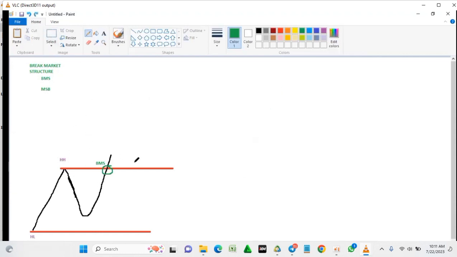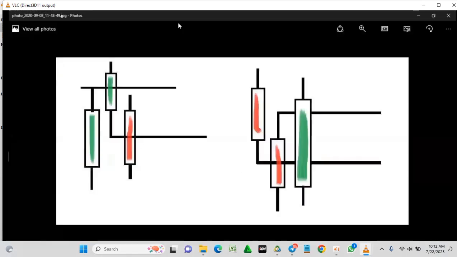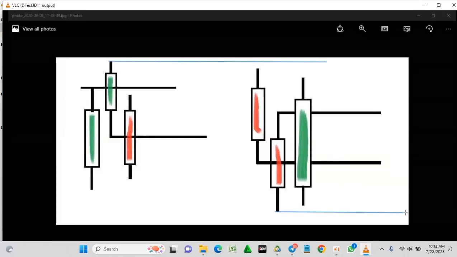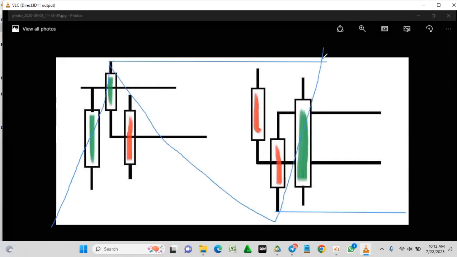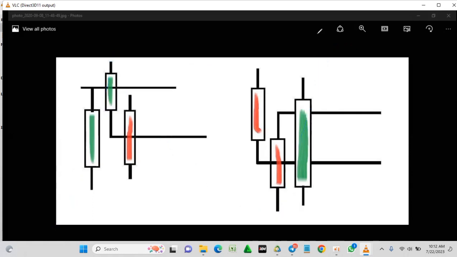So if this is our higher high, always make sure it is the last swing high. If there were highs before this, 1, 2, 3, they are not considered, but rather the last one. And this line here, you mark the high of the week. So you mark right here and also right here. So this was our higher high, then higher low. Then when you see price breaking this high here, this is what we call BMS.